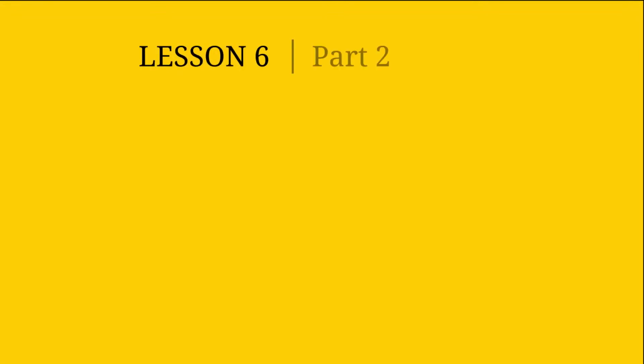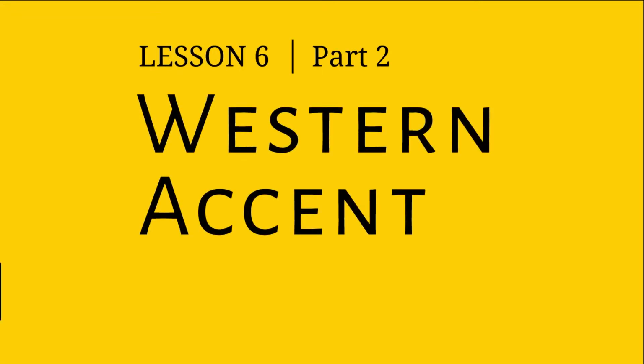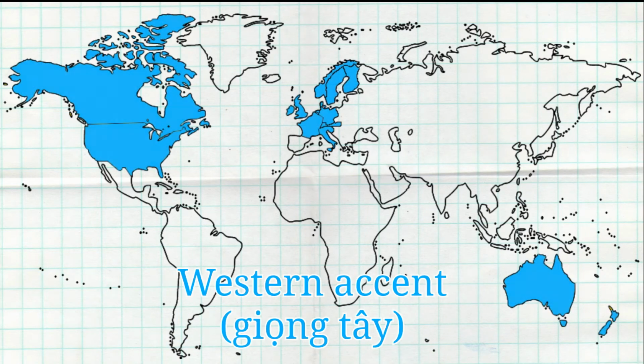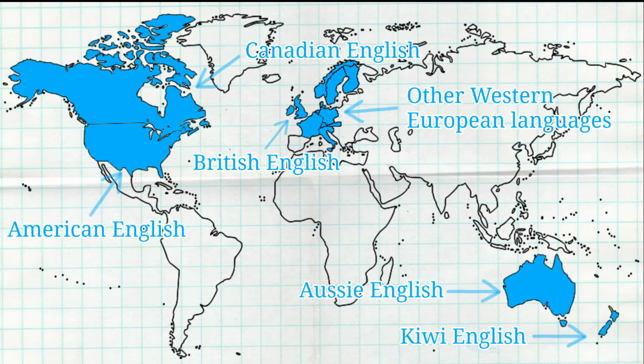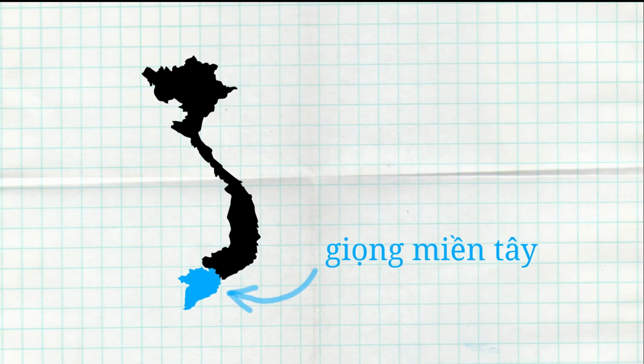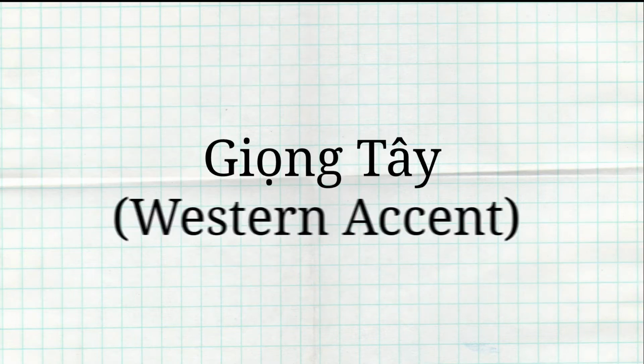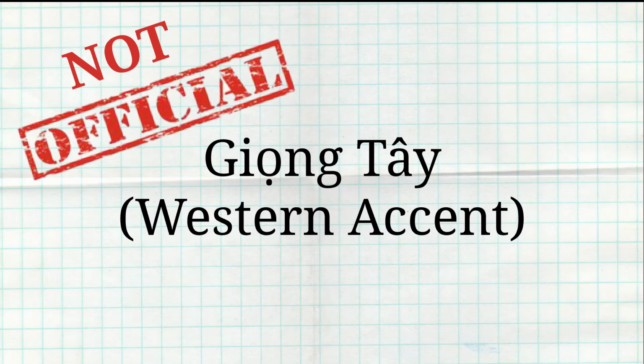Lesson 6, Part 2, The Western Accent, Giọng Tây. In this lesson, we'll be discussing Giọng Tây, that is, Vietnamese spoken with a Western accent. Not to be confused with Giọng miền Tây, which is the accent of the Mekong Delta region of South Vietnam. Just to be clear, Giọng Tây is not an official term. It's just the term I've chosen to use.